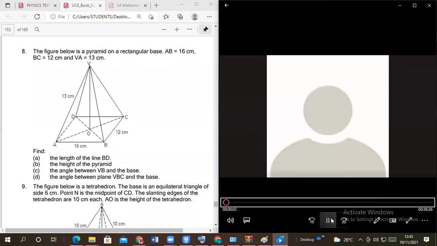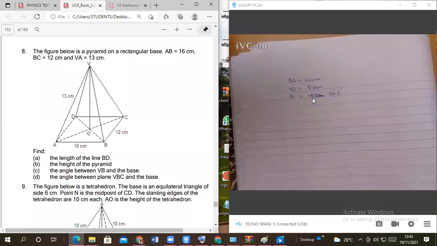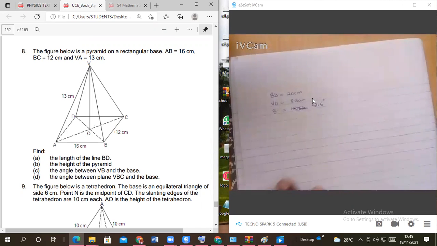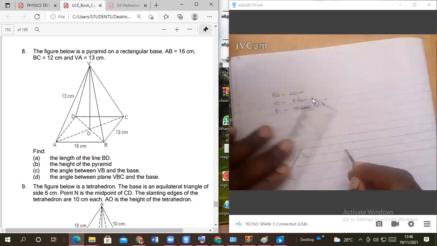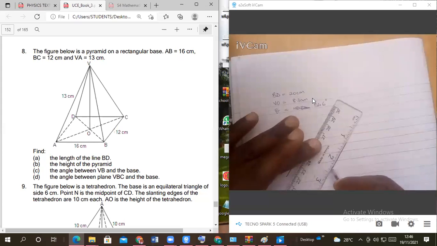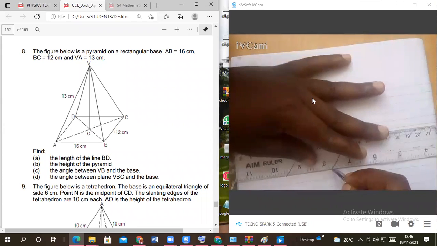Okay. Now let us go to that part. So I've written the answers there. Let us go to the angle between the plane VBC and the base. So first of all, let me draw my base. The base is like this. That is the base.